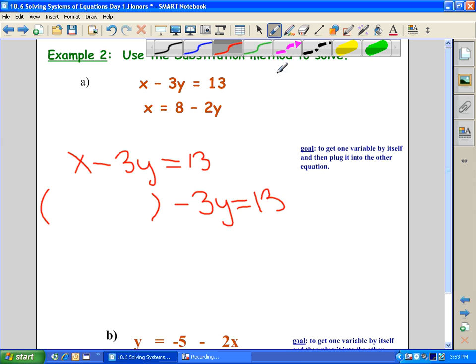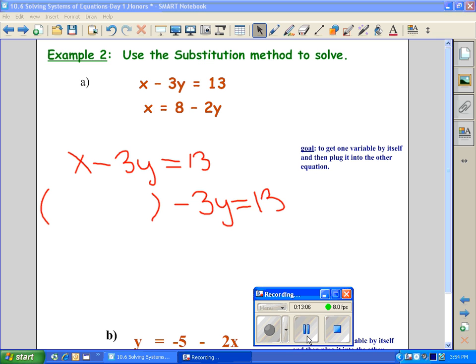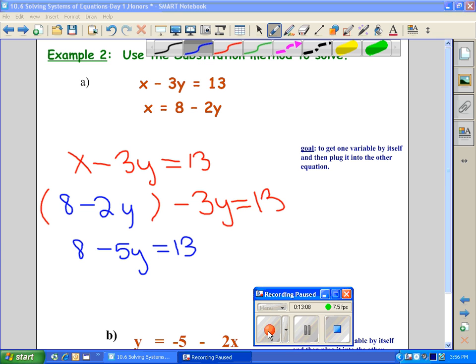Now what the sub's going to do right now is hit the pause button. They're going to walk around and make sure that you're doing everything right. And then after I get most of the kids done, they're going to come up here and hit play again, or a student will hit play.